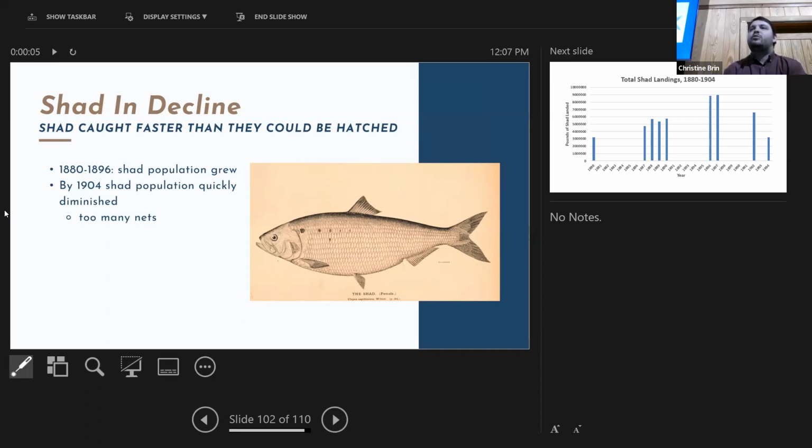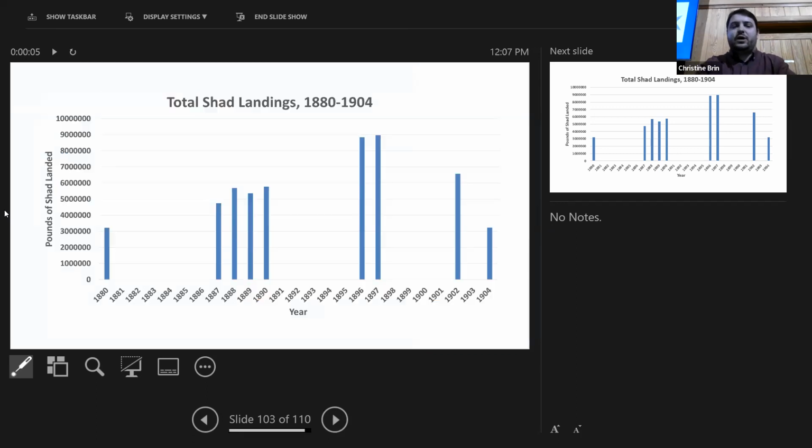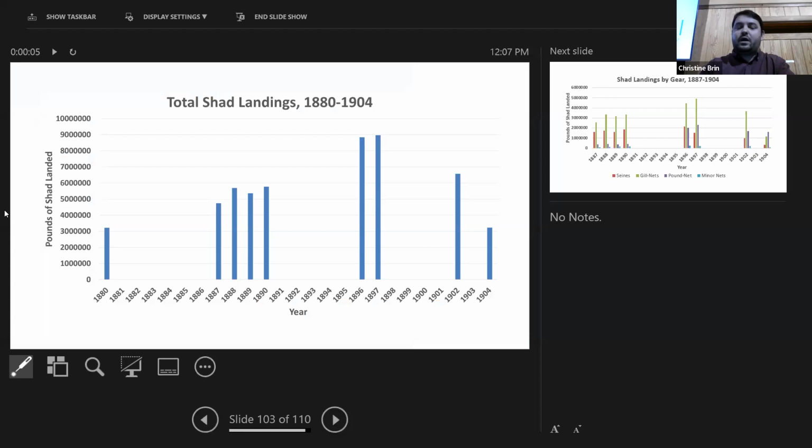This fish was so important. It was valued at 30% of the total value of the state's commercial landings for food fish. And all of a sudden it's gone. Or it gradually went away, but it was felt when it was gone.